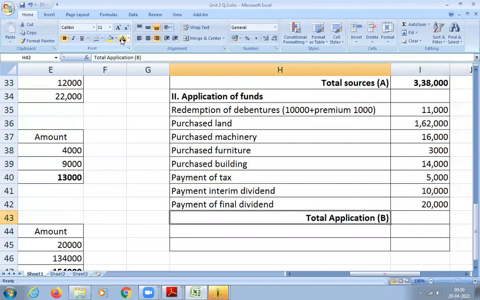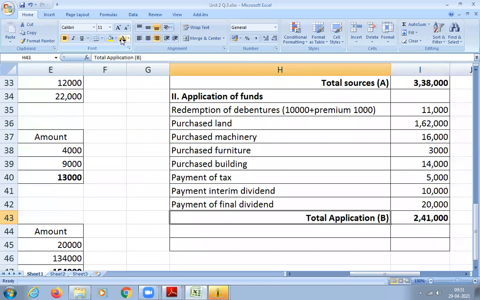Then calculate total applications. 2,41,000. Others, how much are you getting? Other students, please tell me your answers. 2,41,000, sir. We have 178 students in our class, 178 answers should come. Okay, all are getting 2,41,000? Yes or no? Yes, sir.